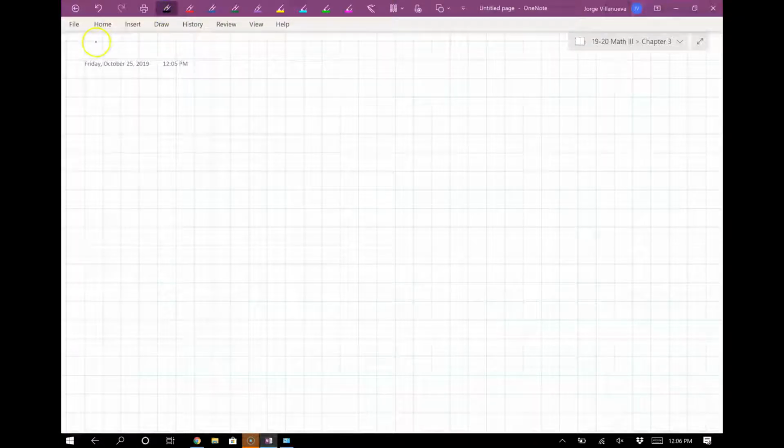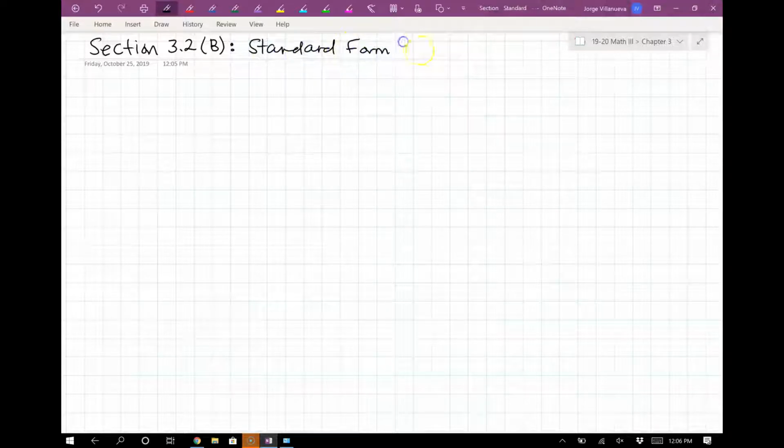All right, so we're going to do section 3.2, part B, which is standard form to vector form. I'm sorry, not vector, vertex. Okay, so standard form to vertex form. In other words, if I write this mathematically, hold on one second.